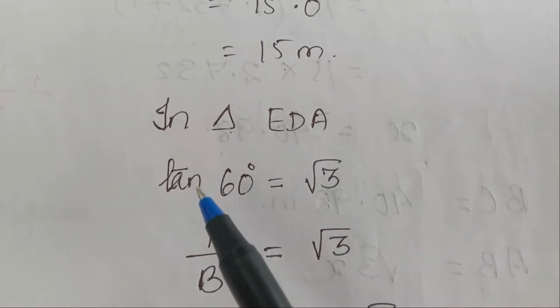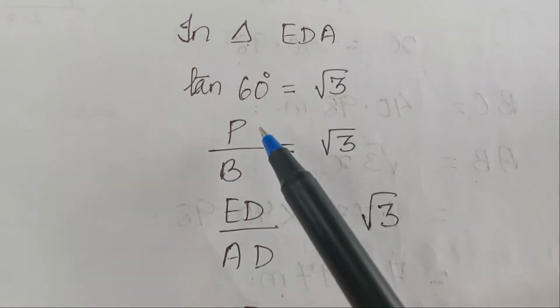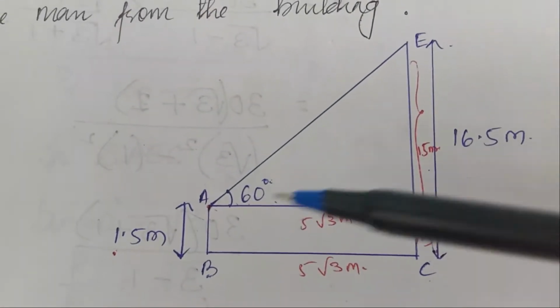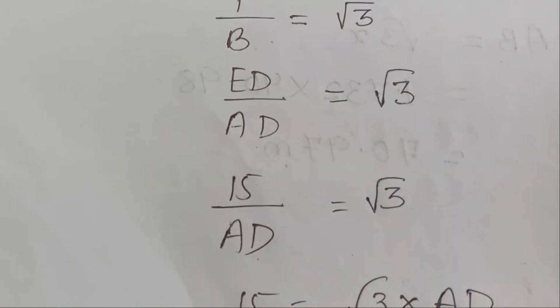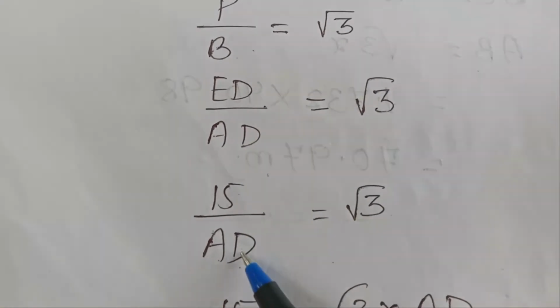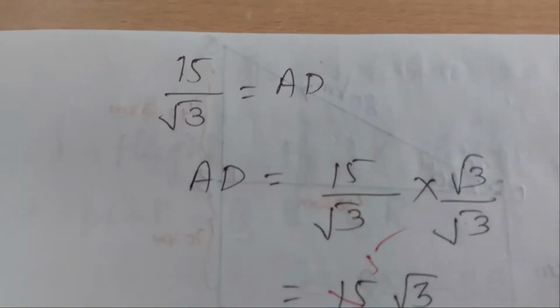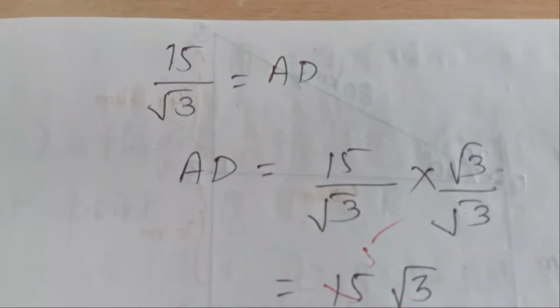In triangle EDA, tan 60 degree is root 3, tan means perpendicular by base. Perpendicular is ED and base is AD, so it is root 3. ED is 15 and AD is the unknown. Now do cross multiplication. Then in the next step you will get AD is equal to 15 by root 3.